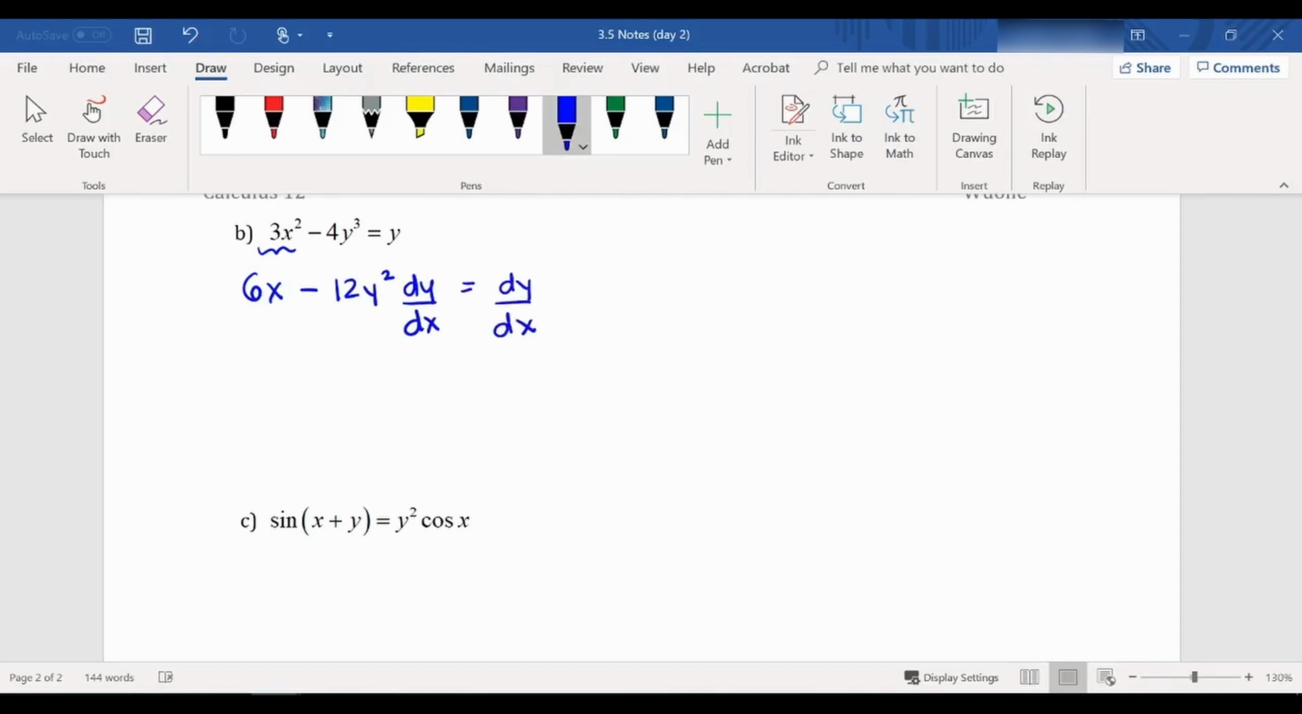Now, our job is to find dy dx. It said find the derivative. Dy dx is the derivative. So now our job would be to isolate dy dx. So we're going to move all the dy dx's to one side and get all of the terms with no dy dx's on the other side. So this is going to give us 12y squared dy dx plus 1 dy dx. If I move the 12y squared term over to the right, now what I can do is factor out that dy dx.